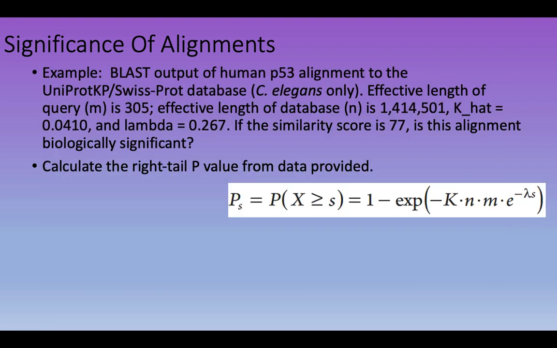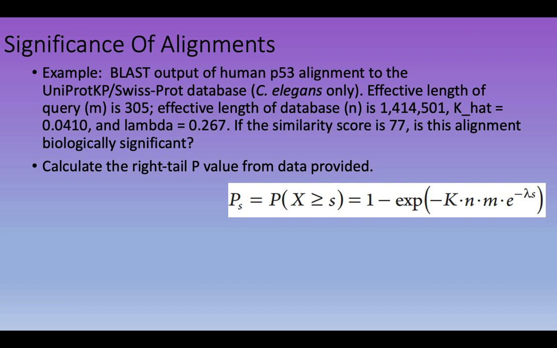So let's look at an example of a BLAST output. If we have a human p53 alignment to the UniProt Swiss-Prot database, and we only look at C. elegans, for instance, what's the effective length? We know that the effective length of the query is 305 amino acids long. We know that the length of the database, the number of items in the database that we're querying, is like 1.4 million.